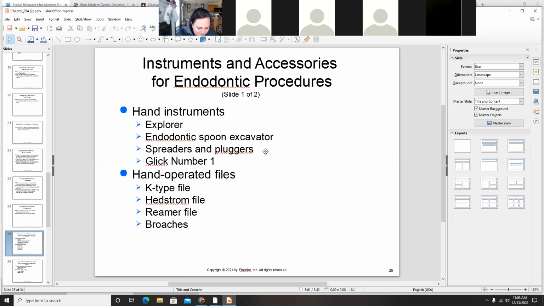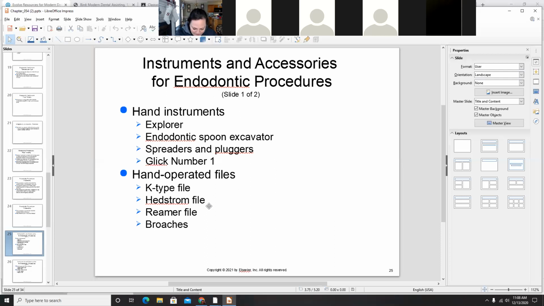And then the endo spreader and plugger is next door in figure 54.10. Figure 54.9 has the endodontic spoon excavator, and if you flip the page over, you have an endodontic explorer, which again is very thin. Okay.